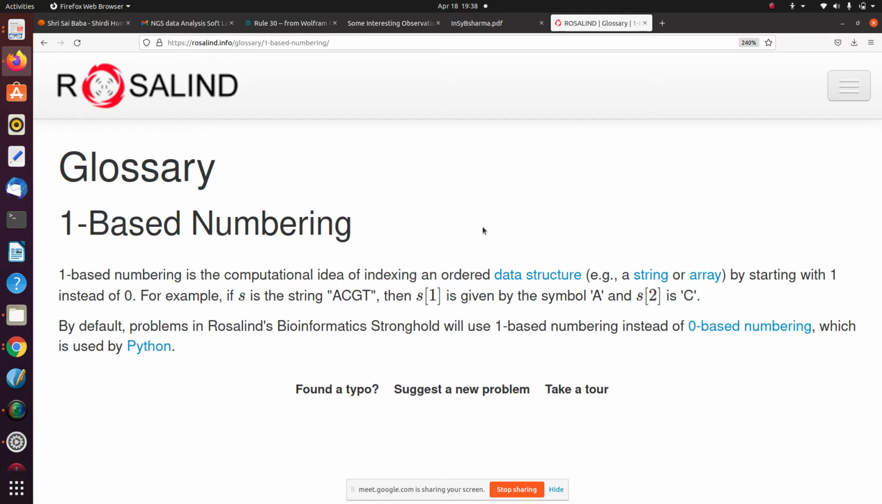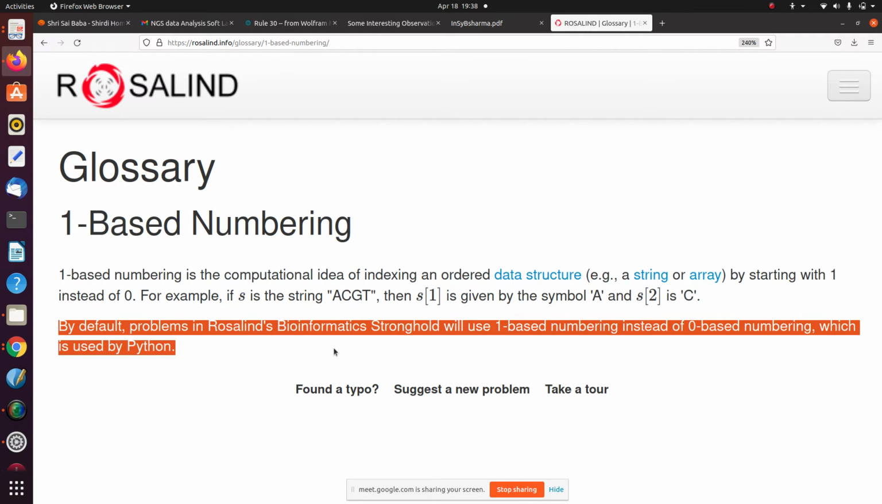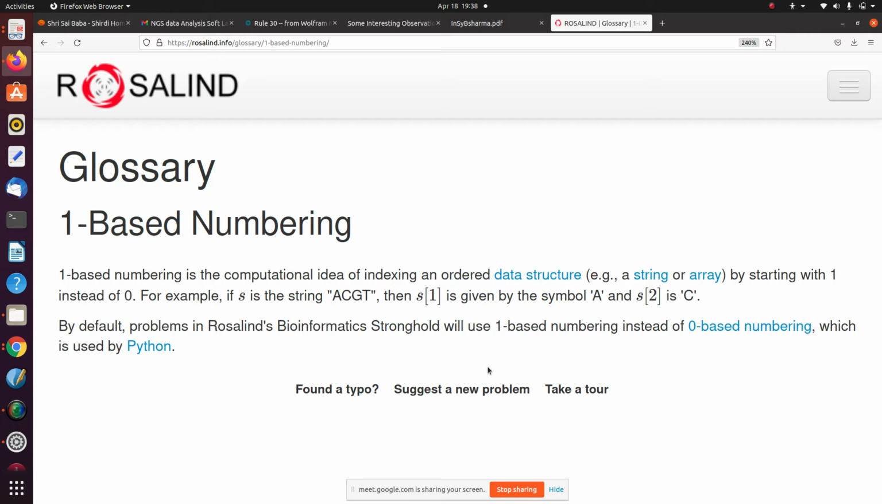So by default, problems in Rosalind's bioinformatics stronghold will use 1 based numbering instead of 0 based numbering, which is used by Python. So in Python we are using 0 based numbering, and here 1 based. But whenever you have a sequence database in bioinformatics, you must be very careful about the numbering involved, because even one position change can alter things, right?